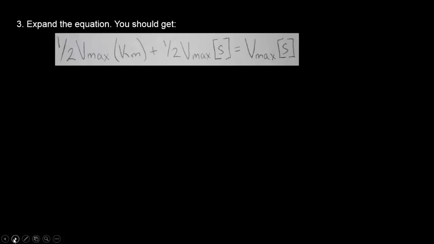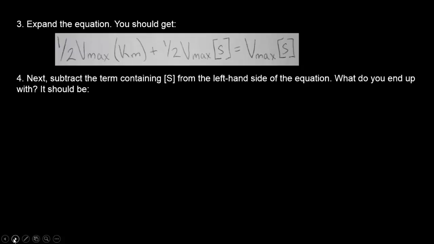The third step is to expand the equation. You should get 1/2 Vmax times Km plus 1/2 Vmax times the substrate concentration equals Vmax times the substrate concentration. The fourth step is to subtract the term containing the substrate concentration from the left-hand side of the equation.